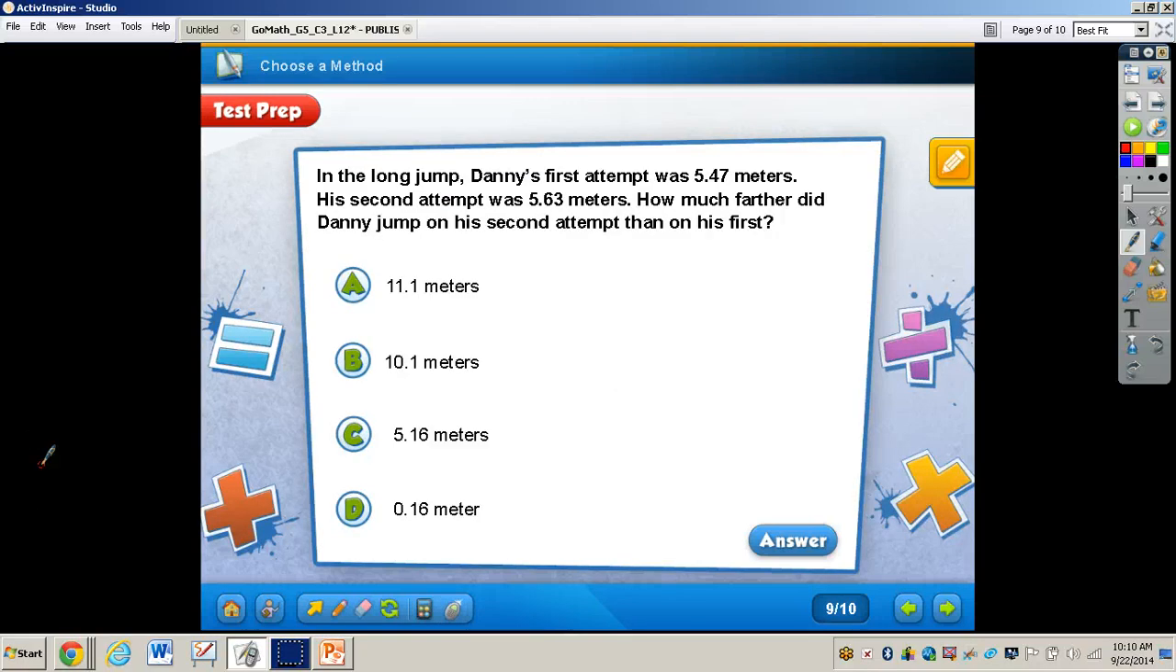Okay, I want you to work through the test prep problem at the bottom of page 154. When you're finished, you can press play, and I will have the answer for you. So pause the video now. Okay, the answer is letter D.